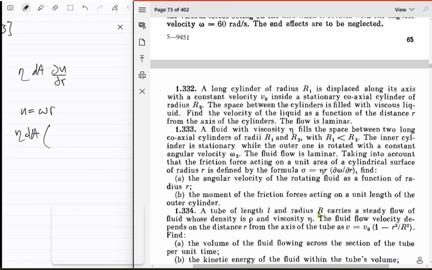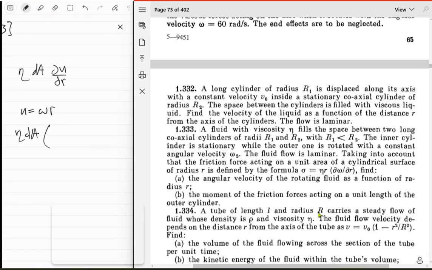Oh, it should be partial u upon partial r, yes. Understood. Okay. What else do we have to take into account? Fluid is flowing like that, right? Okay. It's the tangential direction and everything. Sure. Yeah, well, that is the thing, in fact.